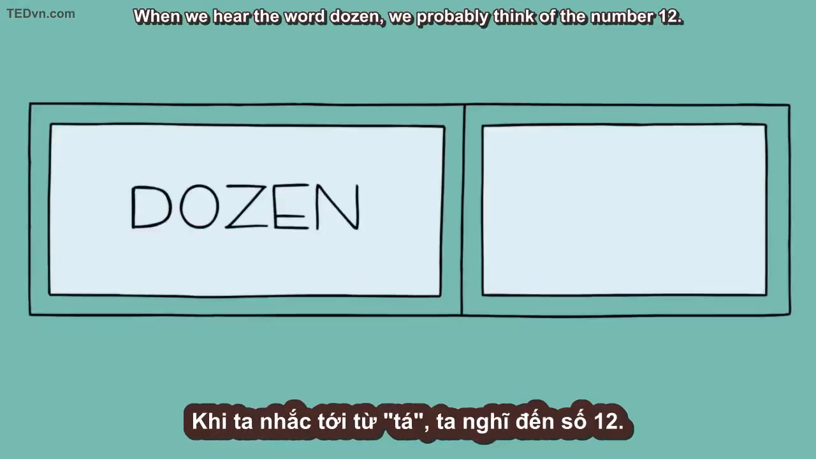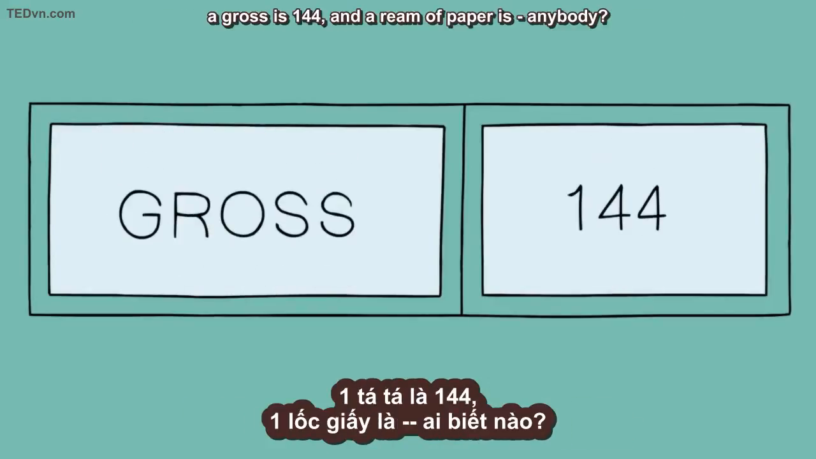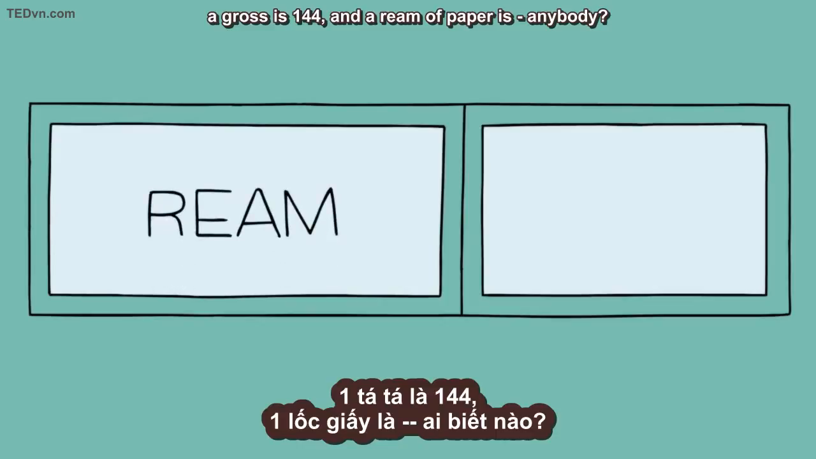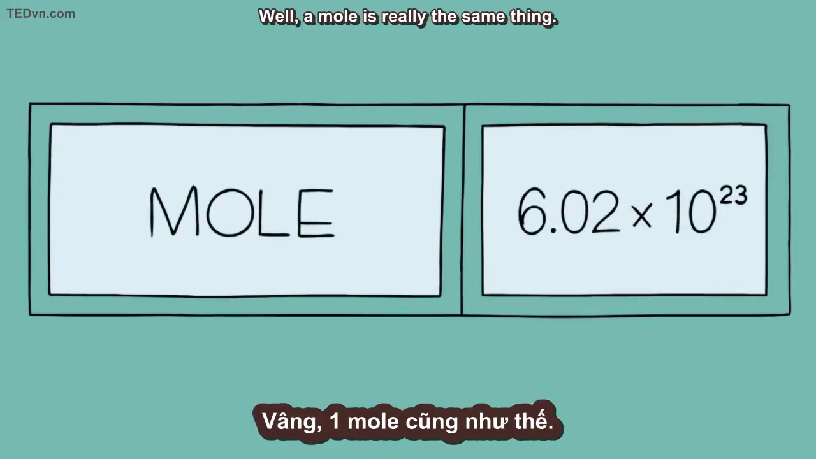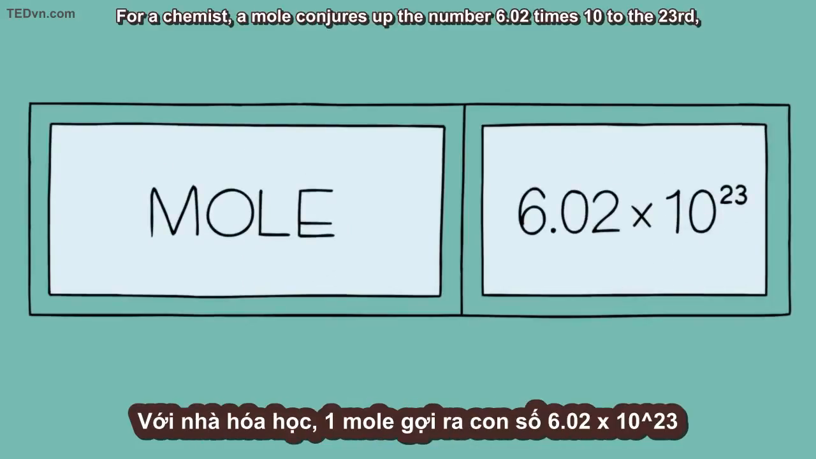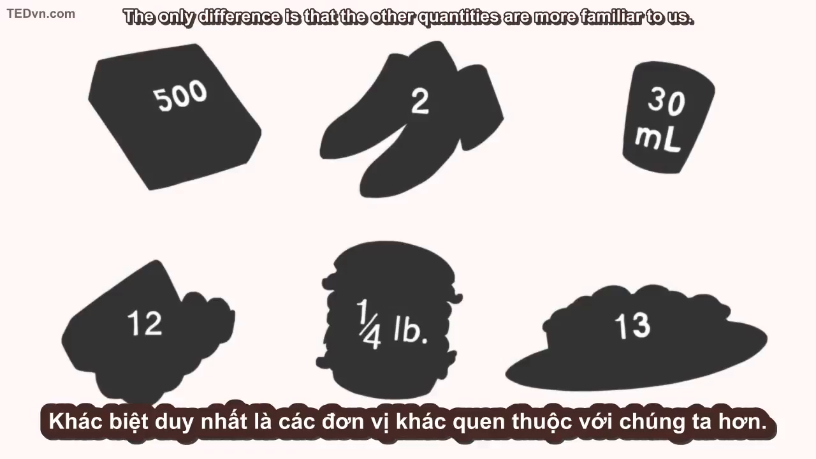When we hear the word dozen, we probably think of the number 12. We also know that a pair is 2, a baker's dozen is 13, a gross is 144, and a ream of paper is... anybody? A ream is 500. Well, a mole is really the same thing. For a chemist, a mole conjures up the number 6.02 times 10 to the 23rd, not a fuzzy little animal. The only difference is that the other quantities are more familiar to us.